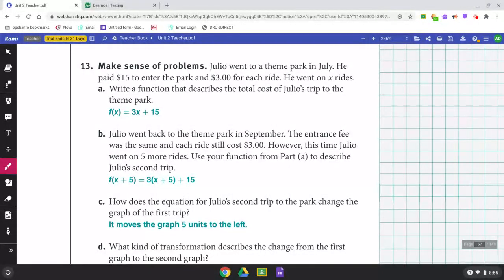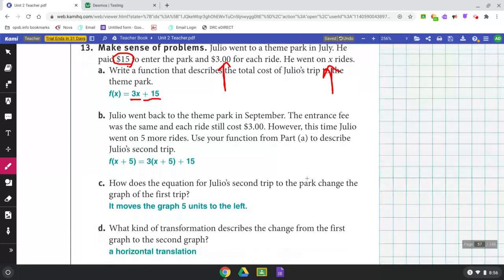Well, obviously, our variable is going to go with our $3 because he rode for X number of rides. So 3 times X is the cost of the rides, and then plus $15, the constant to enter the park. So f of X is 3X plus 15.